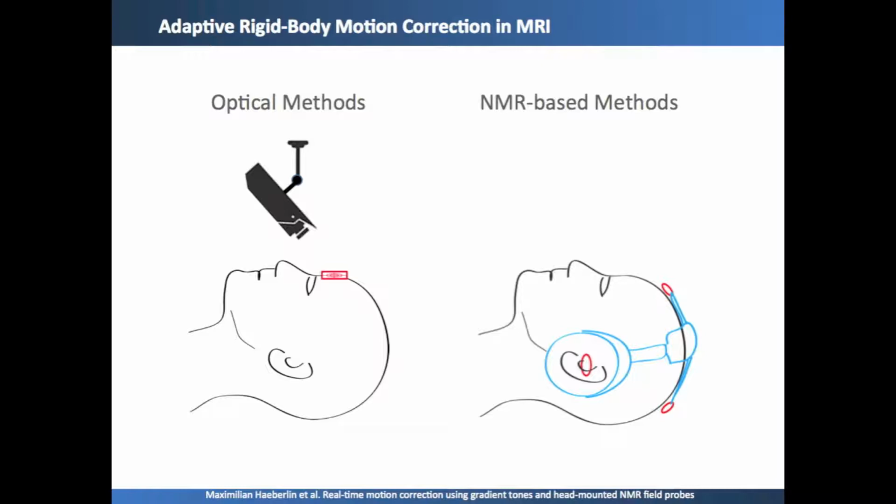Alternatively, you can also use NMR markers or NMR field probes to do that job. Such field probes consist of an NMR sample and a small RF coil that's tightly wound around it. The main benefit of optical methods is their straightforward separation between the tracking experiment and the imaging experiment. Since NMR-based methods rely on the same modality as the MR imaging experiment, their separation requires some more consideration.